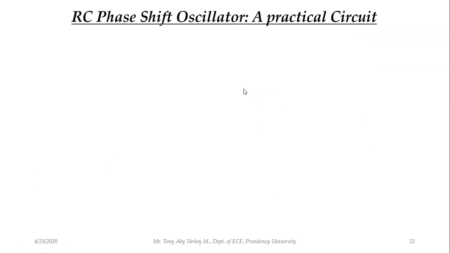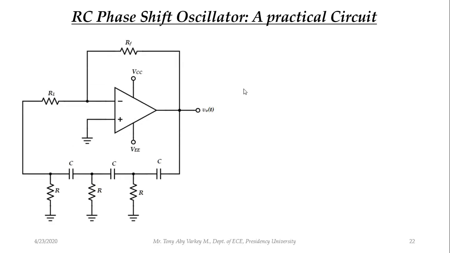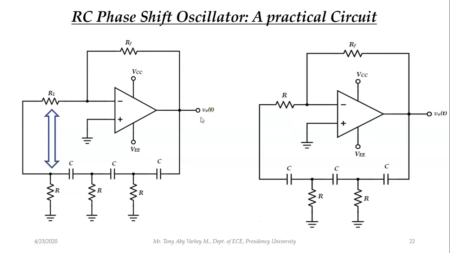No, this circuit will also work, but the practical circuit I'm going to write here. According to virtual ground, this R1 will be grounded, correct, because plus is grounded. So these two resistors are effectively in parallel, and I am going to replace them using a single resistor R.